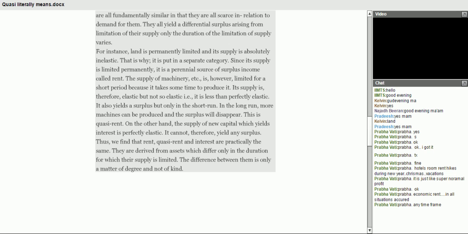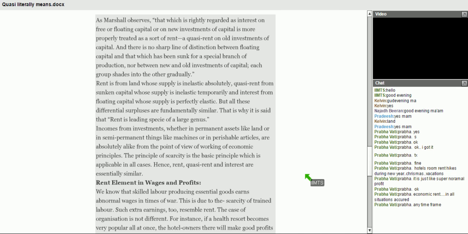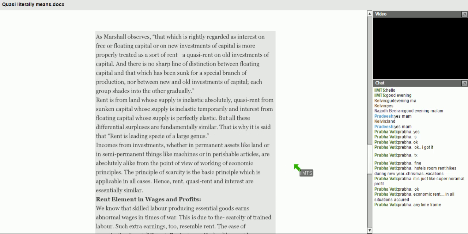No, Prabha, there is no time frame. Yeah, economic rent is accrued in all situations. We have to pay it. So this is it.